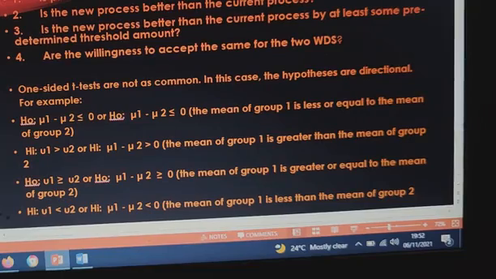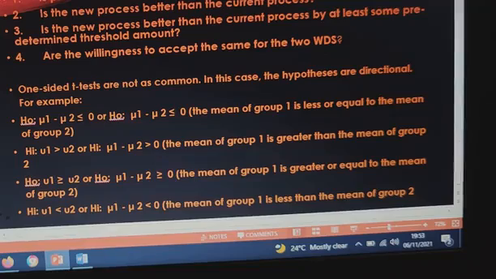One-sided t-tests are not as common. In this case, the hypotheses are directional. For example, H0: mu1 minus mu2 less than or equal to 0, the mean of group 1 is less than or equal to the mean of group 2. H1: mu1 minus mu2 greater than 0, the mean of group 1 is greater than the mean of group 2.